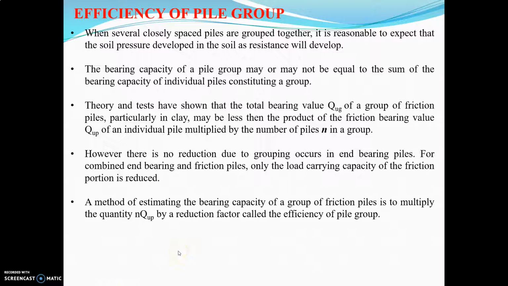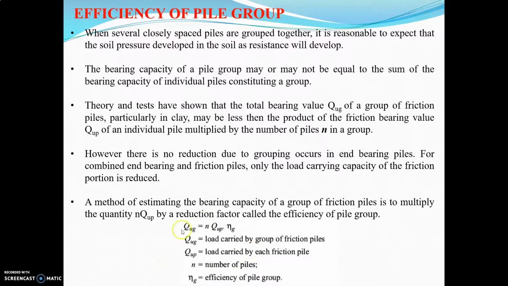See here, you have to note that there is no reduction due to grouping in end-bearing piles. Only for the friction piles it happens. For combined end-bearing and friction piles, only the load carrying capacity of the friction portion is reduced. There is no reduction in the end-bearing piles. So a method of estimating the bearing capacity of a group of friction piles is to multiply the quantity NQUP by a reduction factor called the efficiency of pile group.